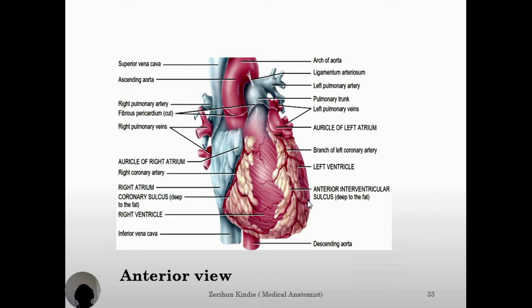Let us see this picture. This is surface anatomy, only the heart. So, which one is atrium? First, you should find the atrioventricular groove. This is the atrioventricular or coronary groove. If you find this groove, we can say that this is atrium.